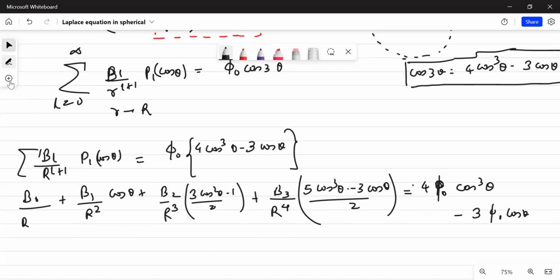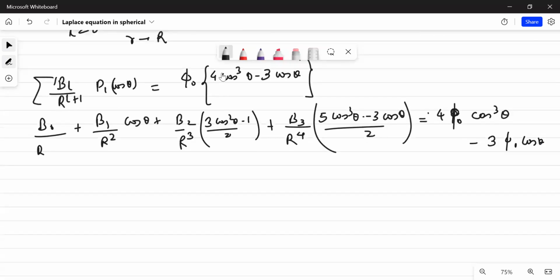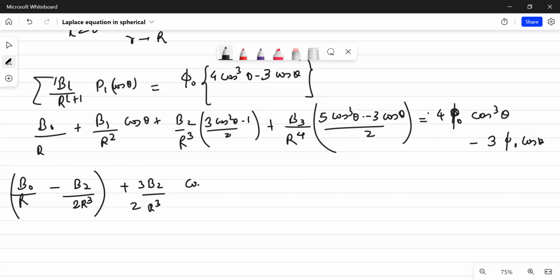So what you can do is put them together. For example, the constant terms I'm going to put together. So this is my constant term B0 by R, and then minus B2 upon 2R cube. Then the linear terms you can put all together, and then you have B2 upon R cube times 3 by 2 times cos square theta. This is what I was telling: you do not have a cos squared theta term here, so your B2 would go to 0. So you do not have B2 here.